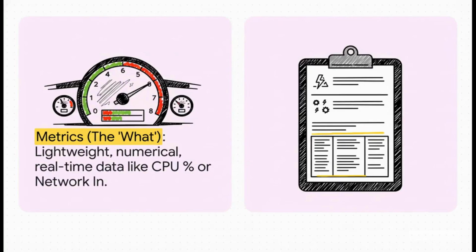Just think of your car's dashboard. Metrics are like your speedometer. They give you a quick, simple number in real time, like CPU is at 95%. It tells you what is happening. Logs, on the other hand, are like the detailed diagnostic report your mechanic pulls from the engine computer. They give you all the rich, detailed info, the error messages, the sequence of events that tells you why it's happening.